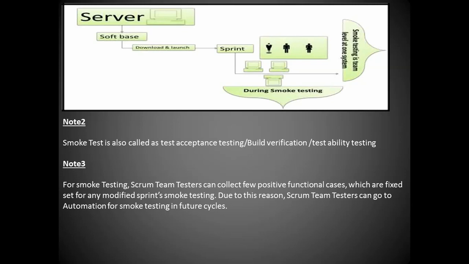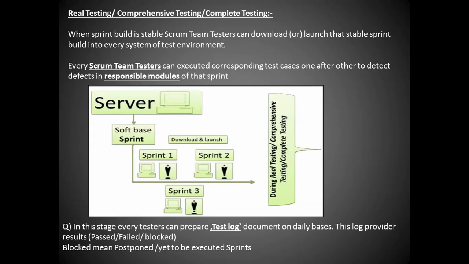Smoke test is also called acceptance testing, build verification testing, or testability testing. For smoke testing, Scrum team testers can collect a few positive functional cases which are a fixed set for any modified sprint smoke testing. Due to this reason, Scrum team testers can go for automation of smoke testing in future cycles. Next, real testing or comprehensive testing or complete testing.